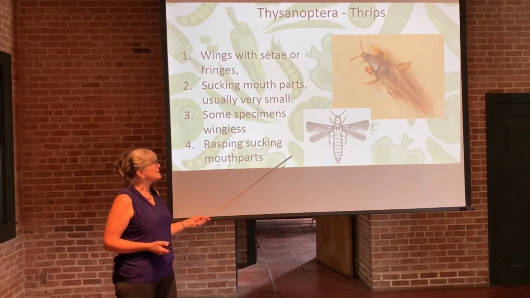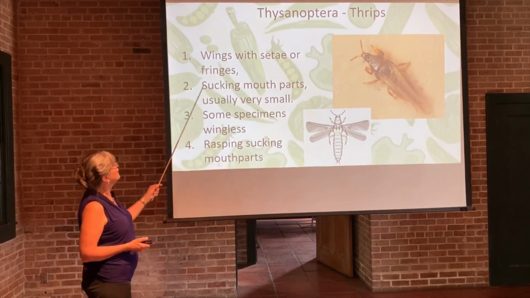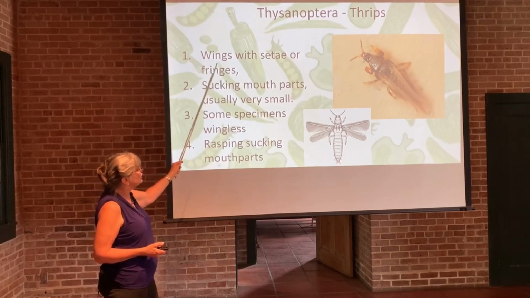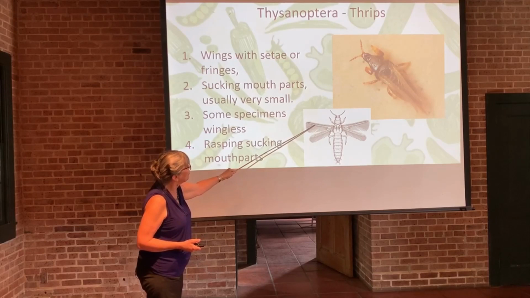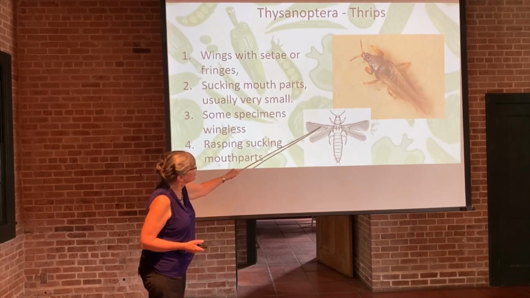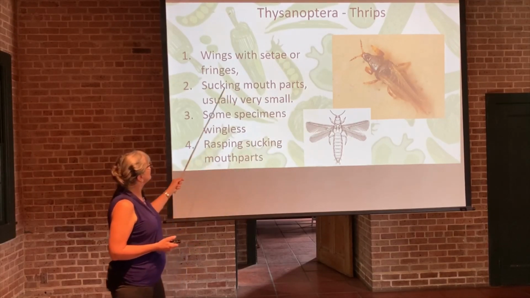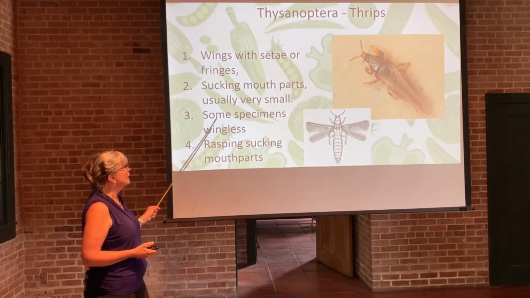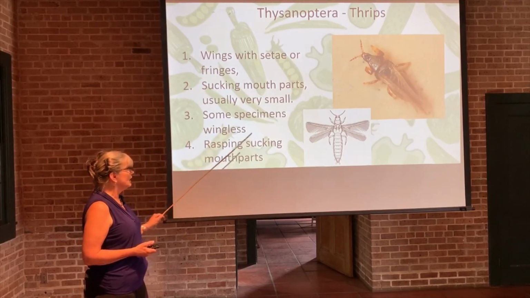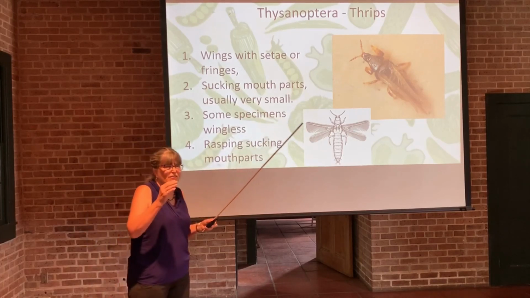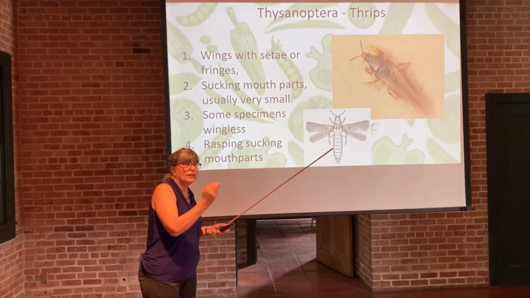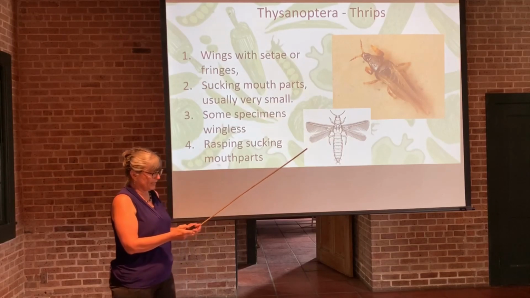Thysanoptera, these are the thrips. These have really interesting wings, okay? They have setae, or fingers, or little, almost feather-like wings. This is the main part of the wing, and they have all these little feather-like structures coming off of it, okay? They have sucking mouth parts. Some of them don't have wings at all. And they have rasping sucking mouth parts. Rasping just means they kind of scrape along the leaf as they go and eat what they can get.